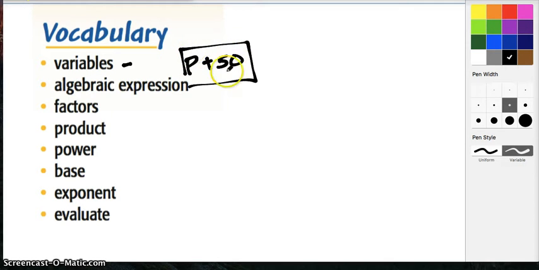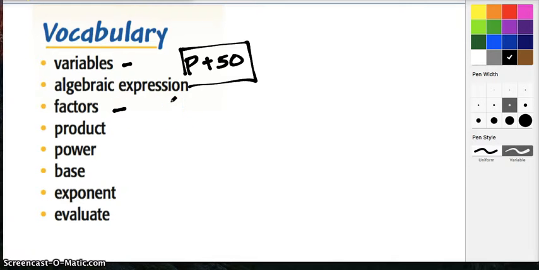And so what I've created here, indeed using this variable, is an algebraic expression. It's an expression that includes variables, sometimes doesn't include variables, that shows relationship or represents a situation, and that's what I just did. Factors are numbers that divide evenly into another number.